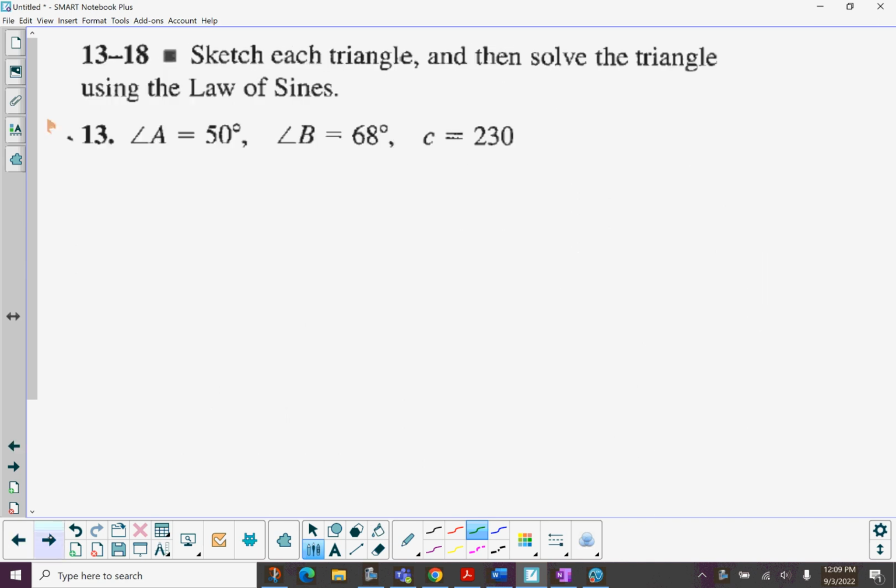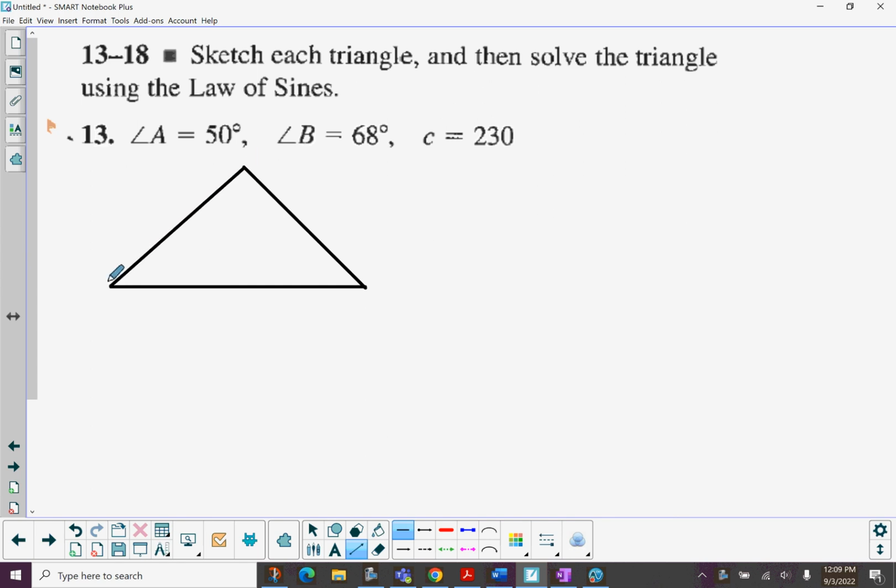All right, for the next section, they asked you to just sketch the triangle, solve it using the law of sines. Now, again, I really don't want to take the time for this thing to be hyper accurate. The picture is going to help us get there. The picture is not the answer. I know it's triangle ABC because they called this third side side C. So angle A is 50 degrees, angle B is 68 degrees.